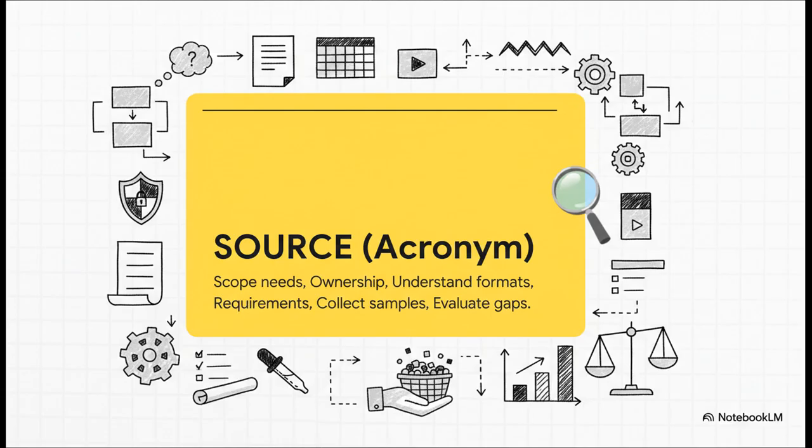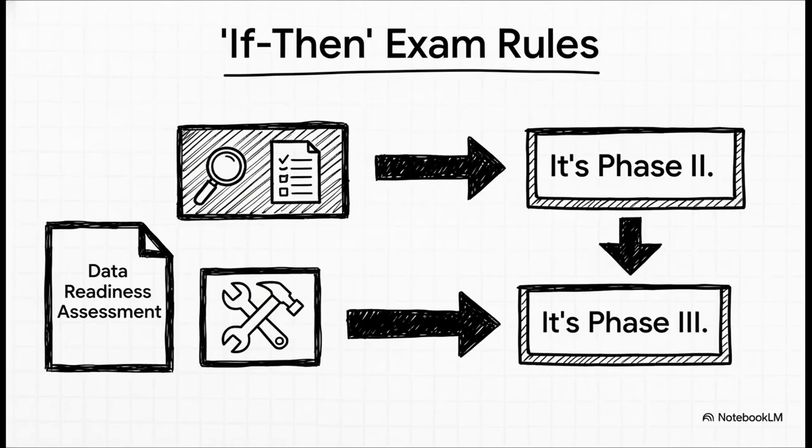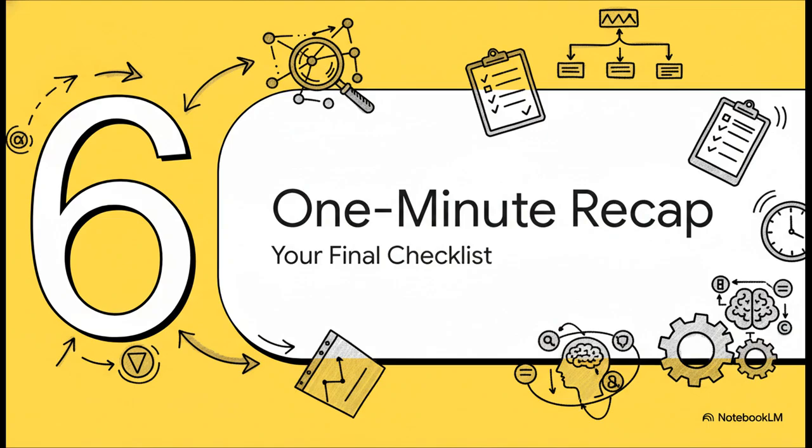It's a lifesaver. And for those moments during the exam, when you need to recognize a pattern fast, use these if-then rules. Think of them as cheat codes. If the question talks about identifying or describing a data issue, then the answer is almost certainly Phase 2. If it's about fixing, changing, or labeling data, then you're in Phase 3. And if you see the term data readiness assessment, your mind should immediately snap to it being a key deliverable from Phase 2.